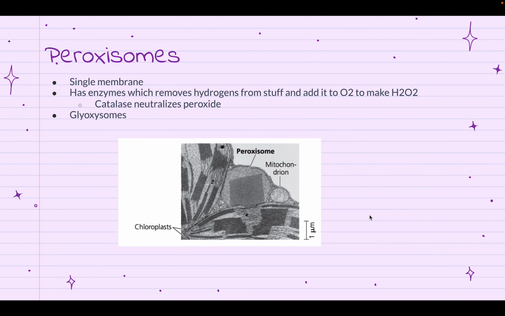Alright, so here are peroxisomes, which are not mitochondria or chloroplasts, but they don't really belong in any other category because we don't really know where they came from. So peroxisomes have a single membrane, and they have enzymes which remove hydrogens from stuff and add it to oxygen to make hydrogen peroxide, or H2O2. And peroxisomes also have enzymes like catalase, which neutralize the hydrogen peroxide, because hydrogen peroxide is very bad for you. It literally rips your cells apart. So yeah, it's really good.